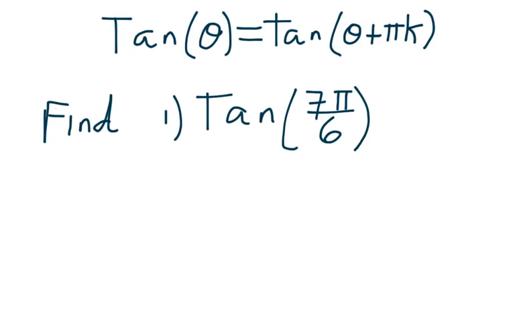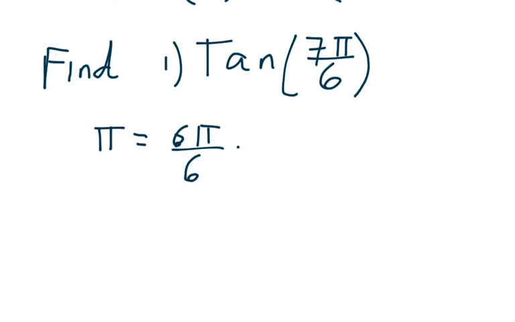Okay, so let's consider this now. Let's find tangent of 7 pi over 6, okay? So that's what we're going to find now. You actually could find this using reference angles if you really wanted to, but let's use the fact that tangent is pi periodic, okay? So 7 pi over 6, tangent of that, well, it's not so obvious what that is, okay? But notice this. If we take pi, that's the same as 6 times pi over 6, okay?